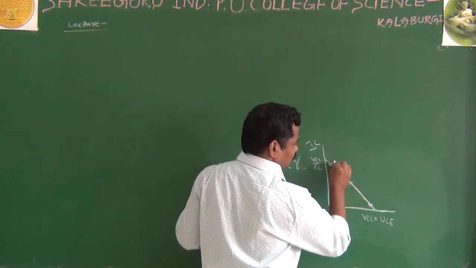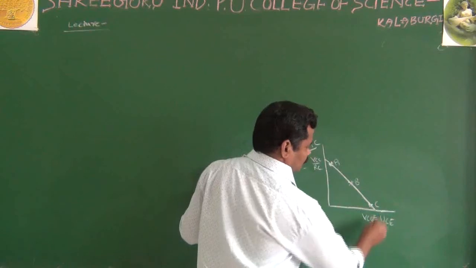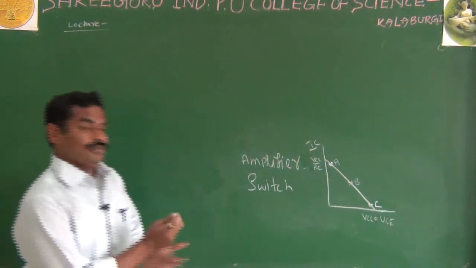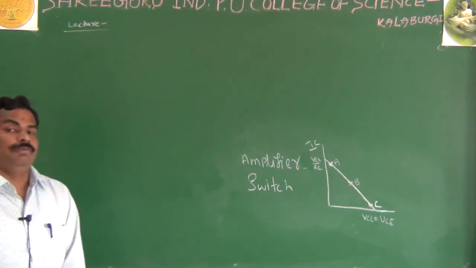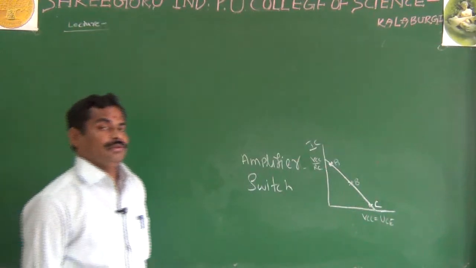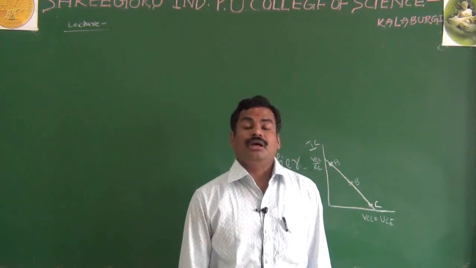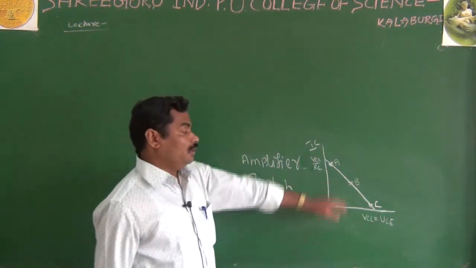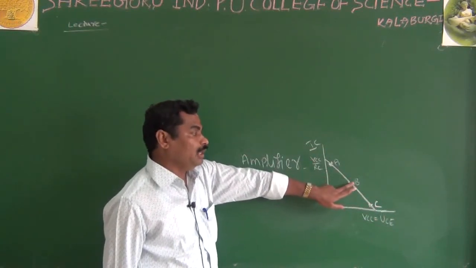It may be the A point, it may be the B point, it may be the C point. And already we know, whenever the transistor is used as an amplifier, the most important thing is that it should be in the active region. The transistor should be in the active region. And also, the important thing is that the Q point should be in the middle of the active region.